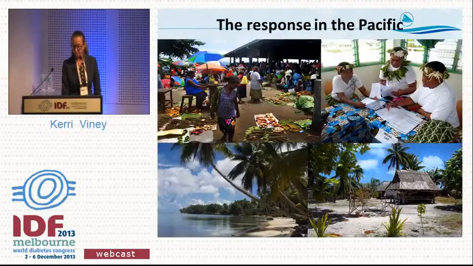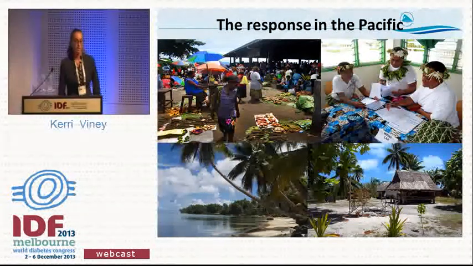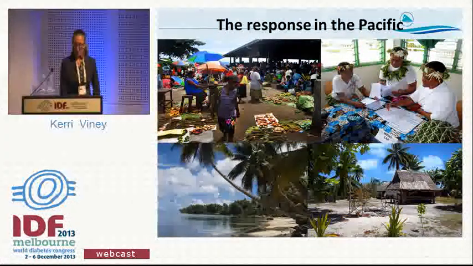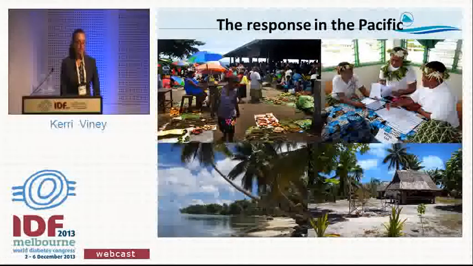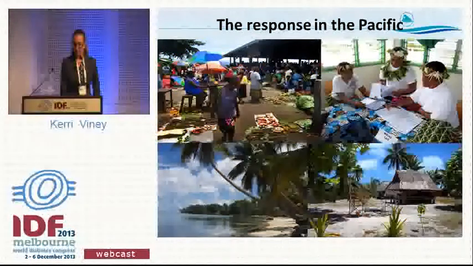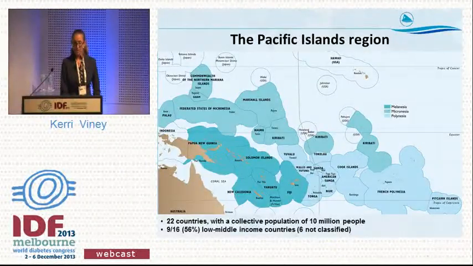So now I'm going to talk very briefly about the response in the Pacific. What have we done over the last few years in response to the association between TB and diabetes? Firstly, I'll present some of the data from the Pacific as a whole, and then I'll talk about a study that we did in Kiribati. So this is the region. I just wanted to show you the region.